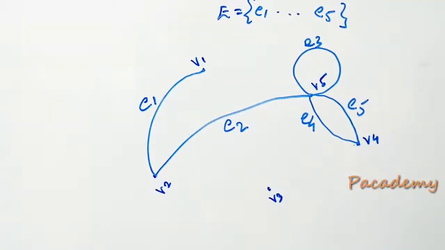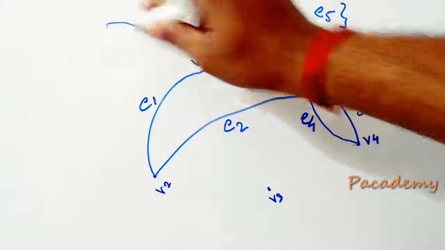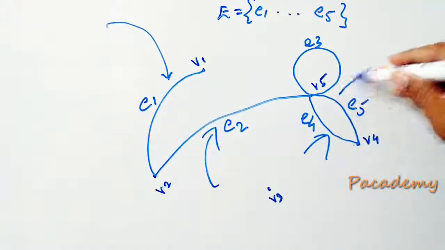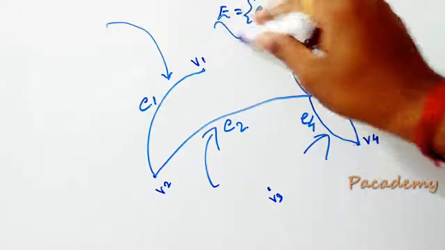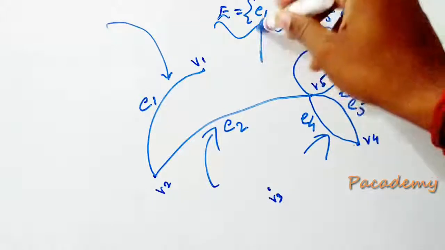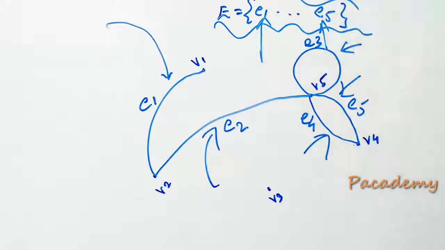So taking the same graph, another way of naming the edges is E1, E2, E4, E5, E3. So the edges can also be given another naming convention in the form of E1, E2.